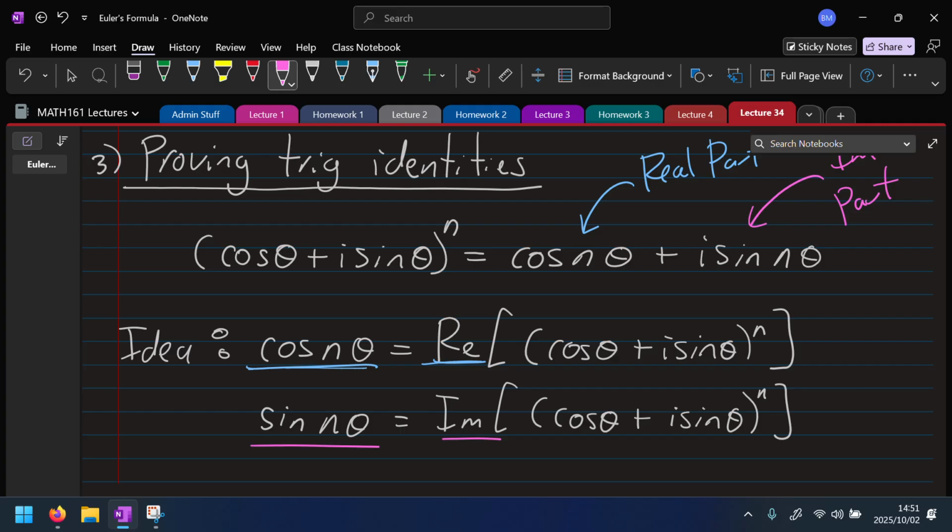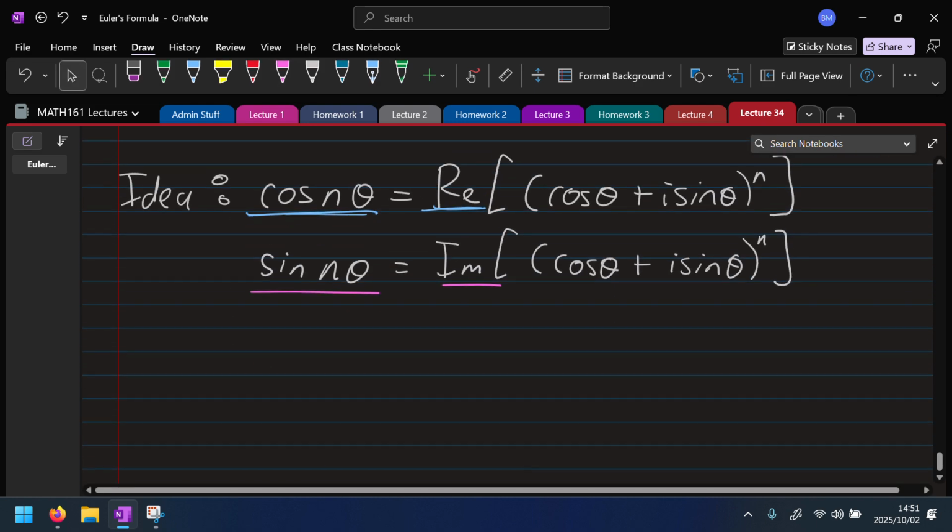Okay. So we're going to do two cases. We'll do it for the double angle identity for cos 2 theta and sine 2 theta. We know what those are already. Then we're going to look at the triple angle identity. You probably don't know that, but we'll prove it. Okay, so the double angle trig identity.